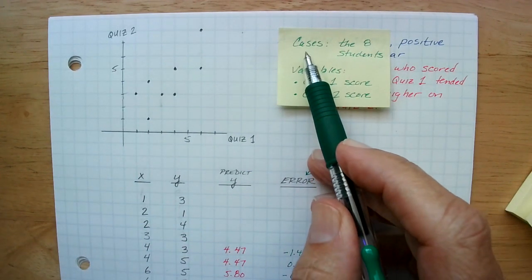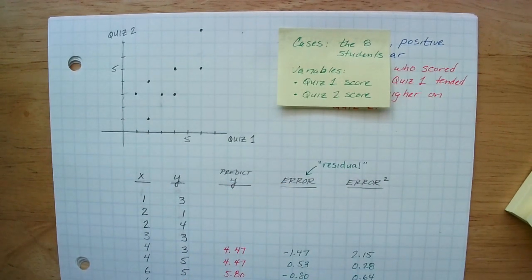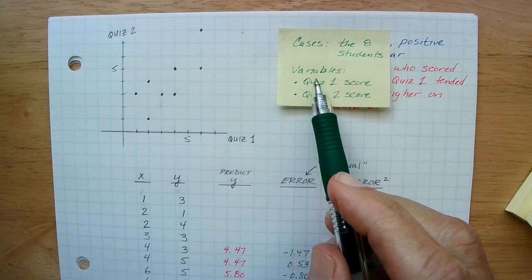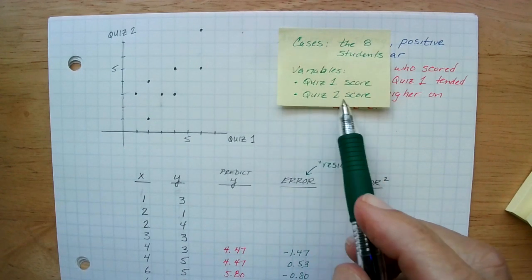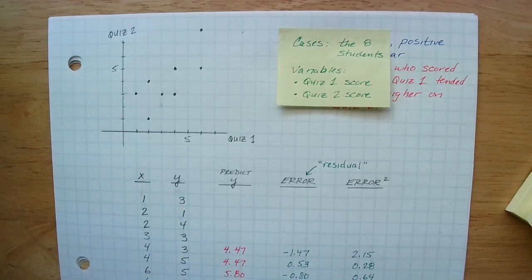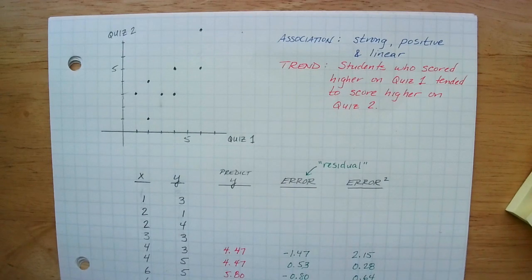One is the cases. The cases would be the 8 students here that I selected. The variables would then be quiz 1 score, that's a variable, and quiz 2 score is a second variable, and those are both measurement variables. They're not categorical. They're measurement or quantitative variables. Let's talk about some other things that we've looked at.